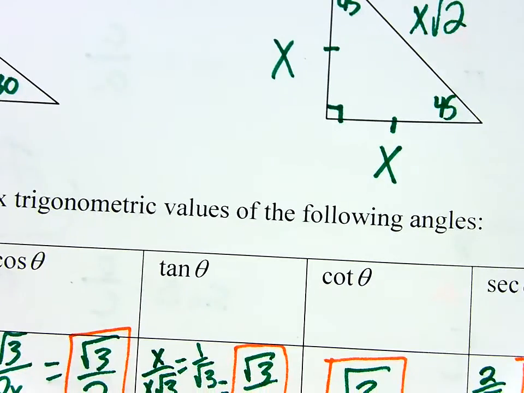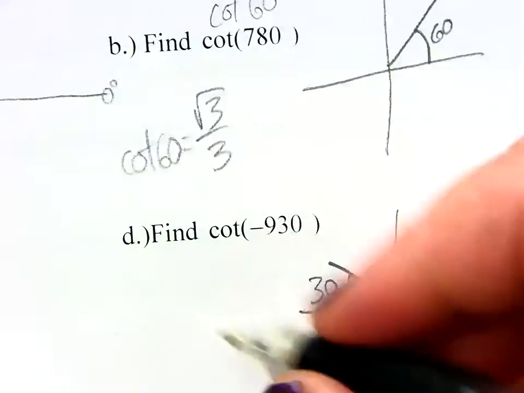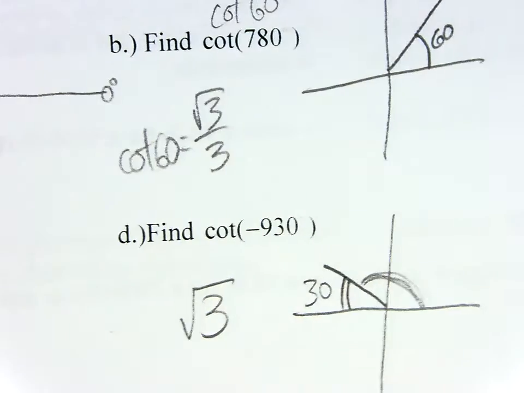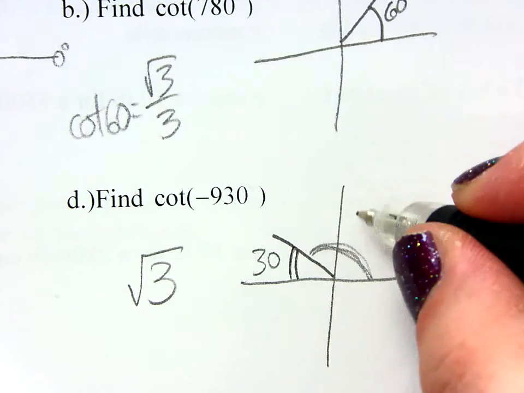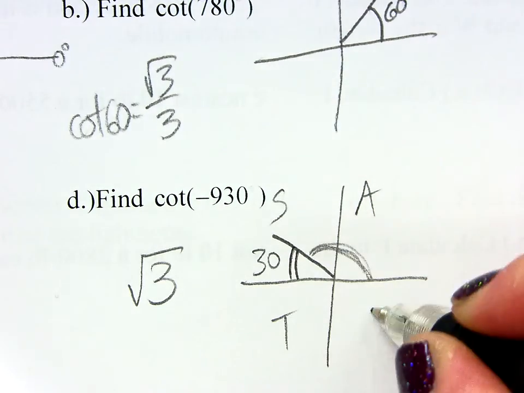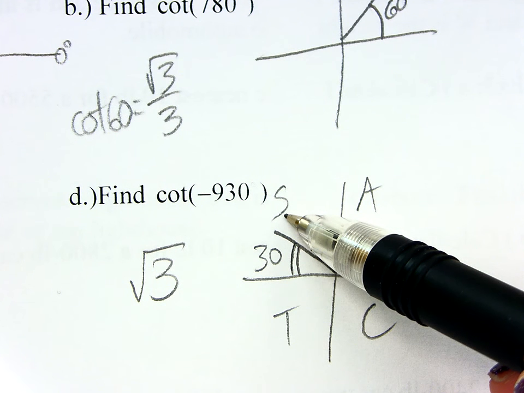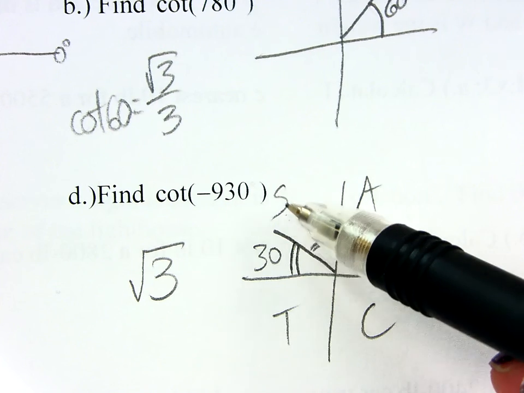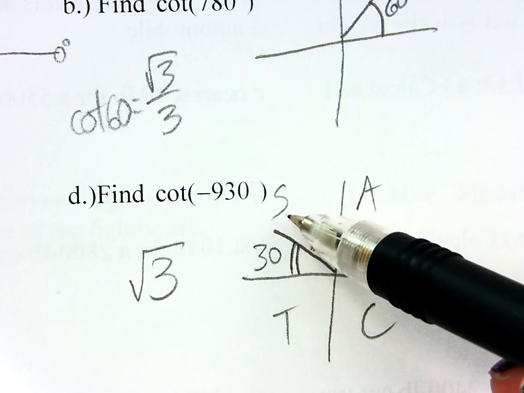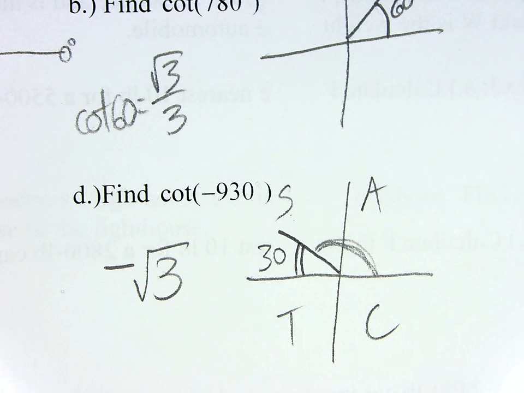Cotangent of 30 just so happens to be the square root of 3. And then all I have to do is see if I have to adjust the sign. Is it a positive or a negative square root of 3? And remember, it's all students take calc. So in the second quadrant where I am, sine and cosecant will be positive, everybody else is negative. So this is a cotangent, it's going to be negative. Good job.